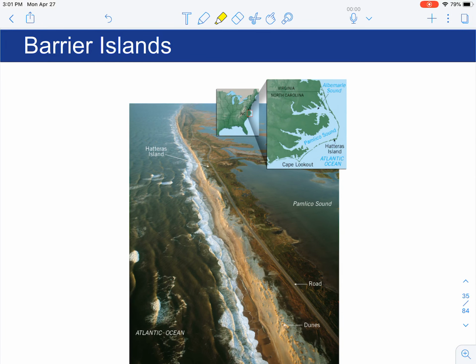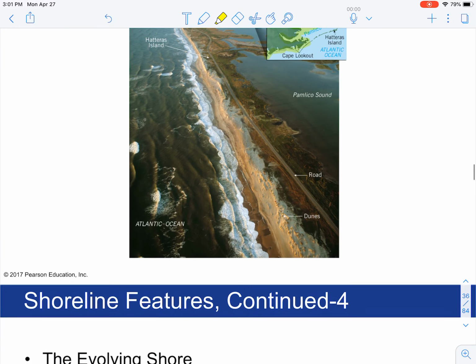So here's an example of Cape Hatteras, which is off the shores of North Carolina. There's also Cape Lookout. So all of these areas here are an example of sandbars and spits and things that have been created by wave action on the eastern coast.